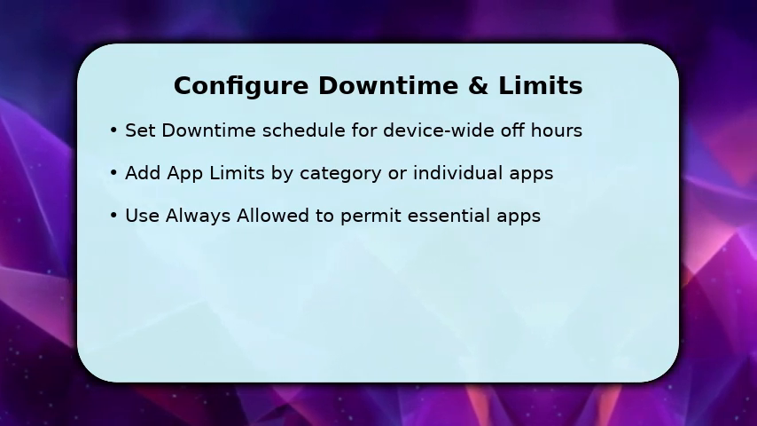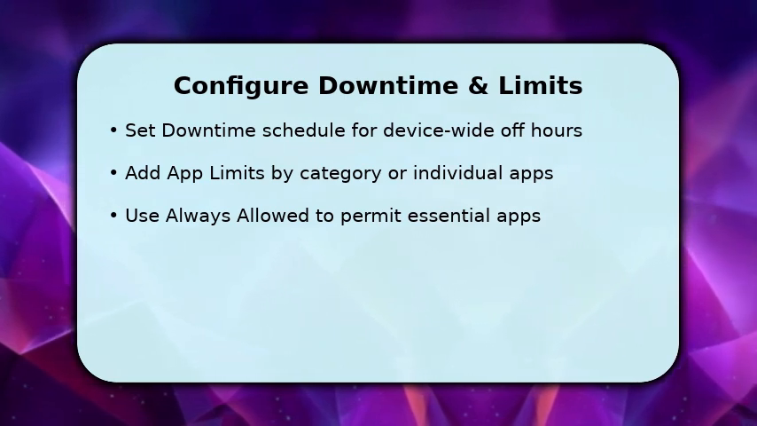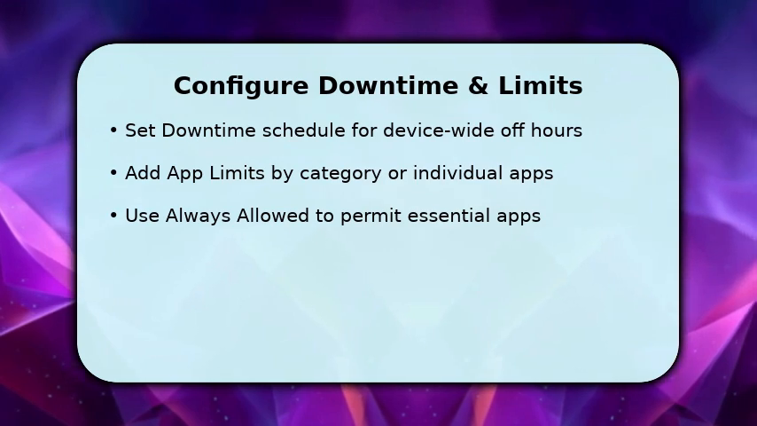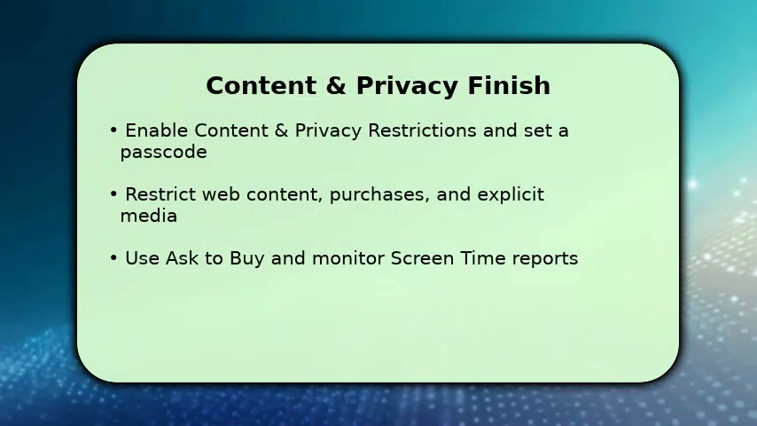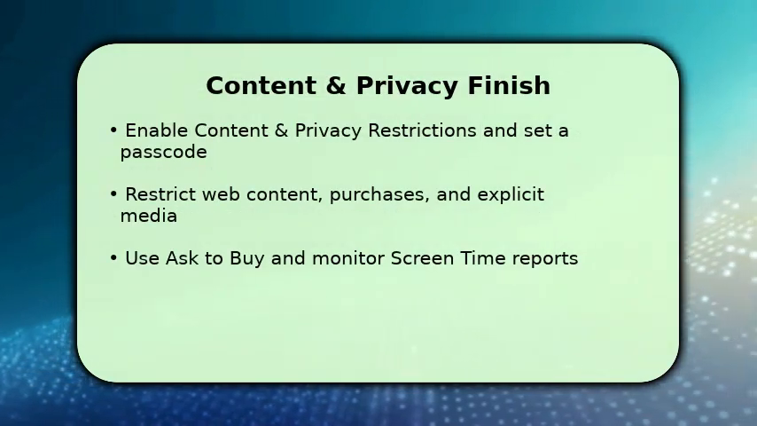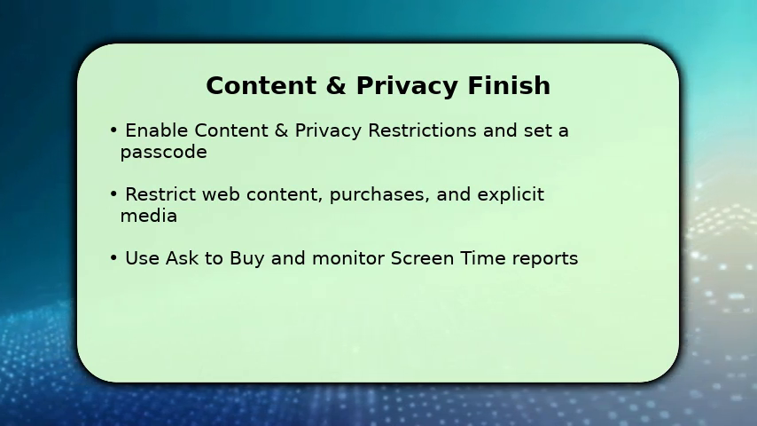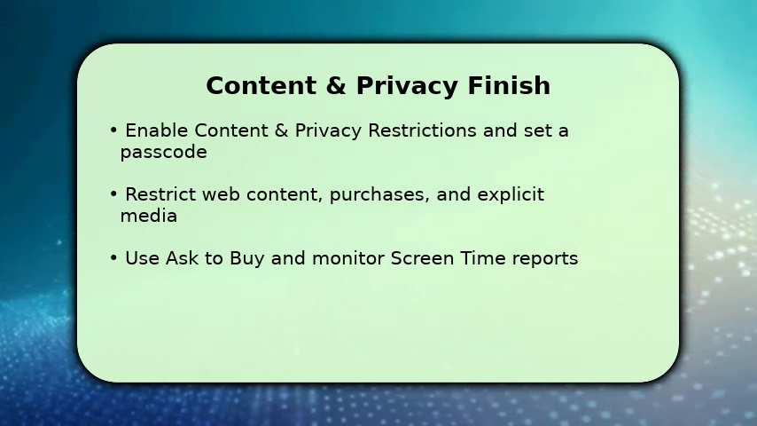Make sure to review communication limits and set who the child can contact during allowed and downtime periods to protect. Finally, enable content and privacy restrictions and enter the screen time passcode so settings stick. You'll restrict explicit content, set web filters, block in-app purchases, and limit location or account changes. Each toggle explains why it matters.